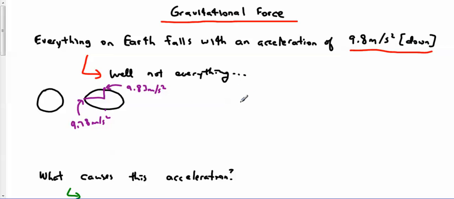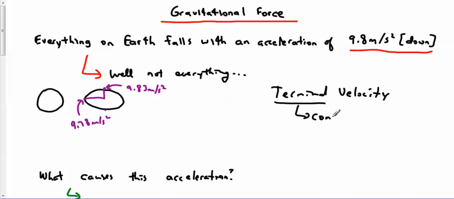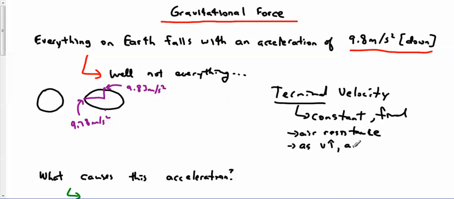Another problem, not everything does, because after things have been falling for a while, they will eventually reach a terminal velocity. Yes. And terminal in English means constant or final, because of air resistance. The air is going to start pushing back on you as you fall, and actually, the faster you fall, so as you start to go faster and faster, air friction will also go up.